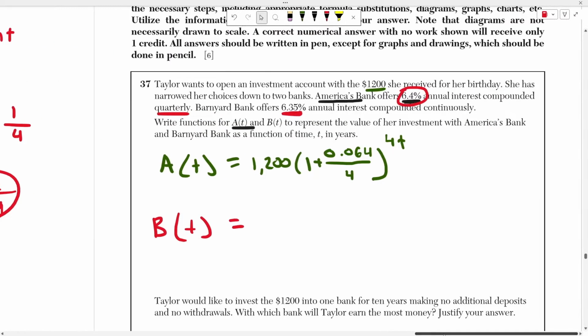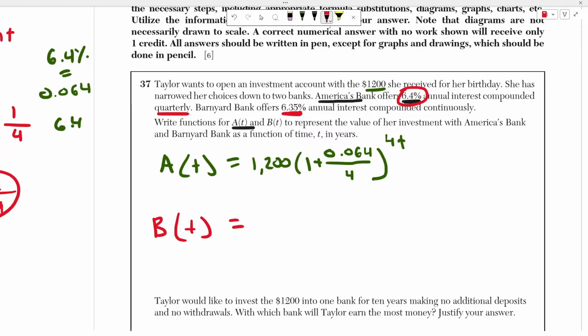Okay, why did I put 0.064? Well, that's because 6.4% is equal to 0.064. You cannot put 6.4. That's a completely different value. Whenever you're plugging any numbers into these types of equations, you always want to convert your percent into a decimal. Okay, so that's the first one. The first formula is answered correctly, but now we have to represent B of t.